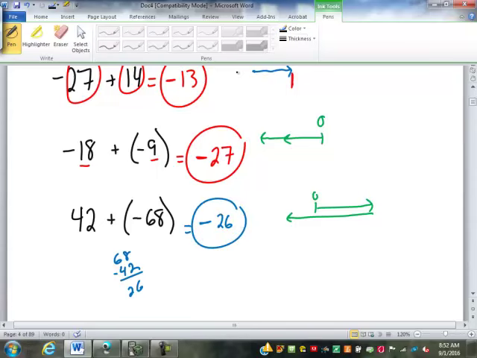Any questions? When you think of addition that way, dealing with the negative numbers is pretty simple for addition. It's just either you're going to add the values or you're going to subtract the values, and then the picture tells you whether it's positive or negative in your answer.